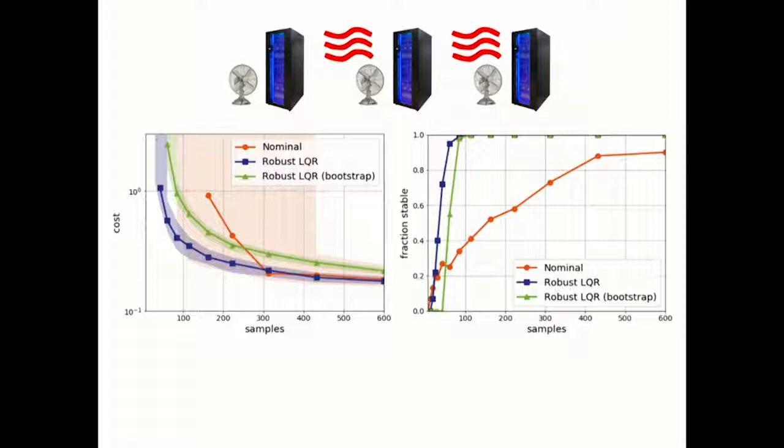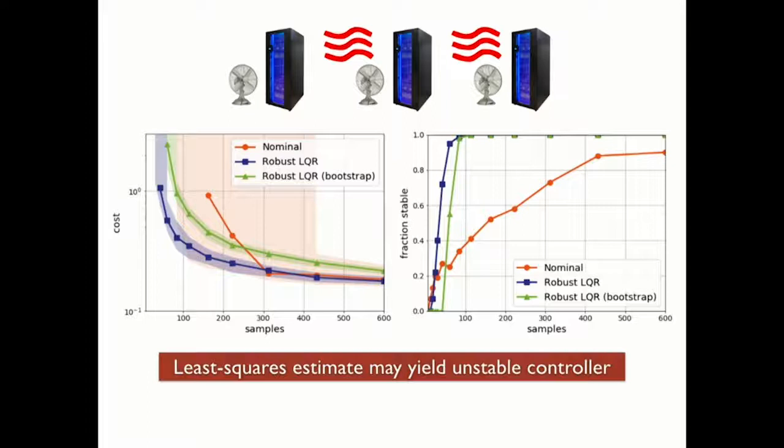And the important part is in the second slide: this is the fraction of times that the method returns something which has finite cost. And it turns out that the robust methods are returning things with finite cost with very few samples. And even after 600 samples, this plug-in method is returning an unstable system 10% of the time. Okay. So the robustness really helps here.